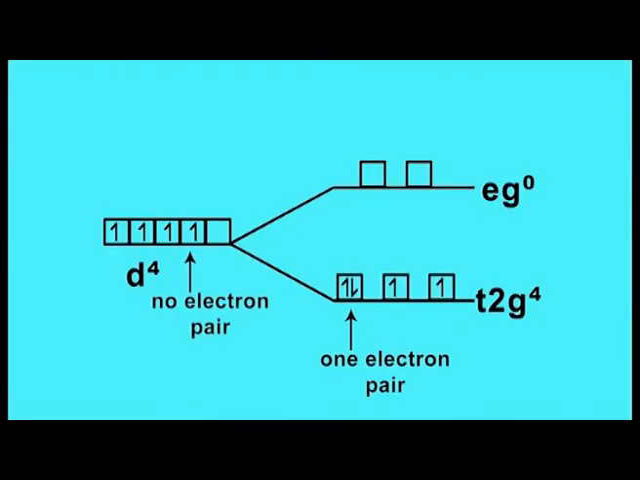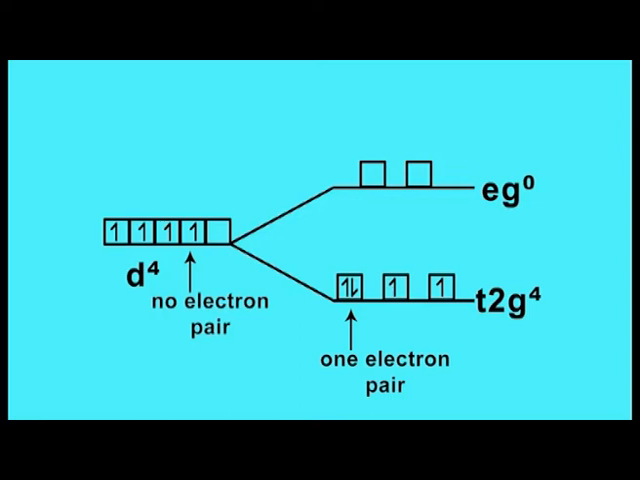In d4 arrangement, the 4th electron enters the t2g level as the crystal field splitting here is larger than the pairing energy. So, the 4th electron gets occupied in the t2g set of orbitals, which stabilizes the system by 4 into minus 0.4 delta O, that is equal to minus 1.6 delta O.